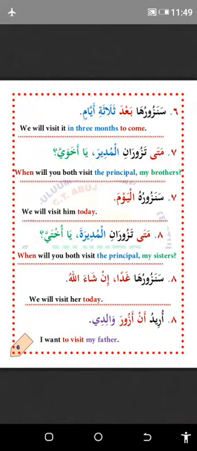سنزورها, we will visit it. بعد 3 أيام, in 3 days to come. السؤال: متى تزورن المدرسة يا أخوات؟ الجواب: سنزورها بعد 3 أيام.